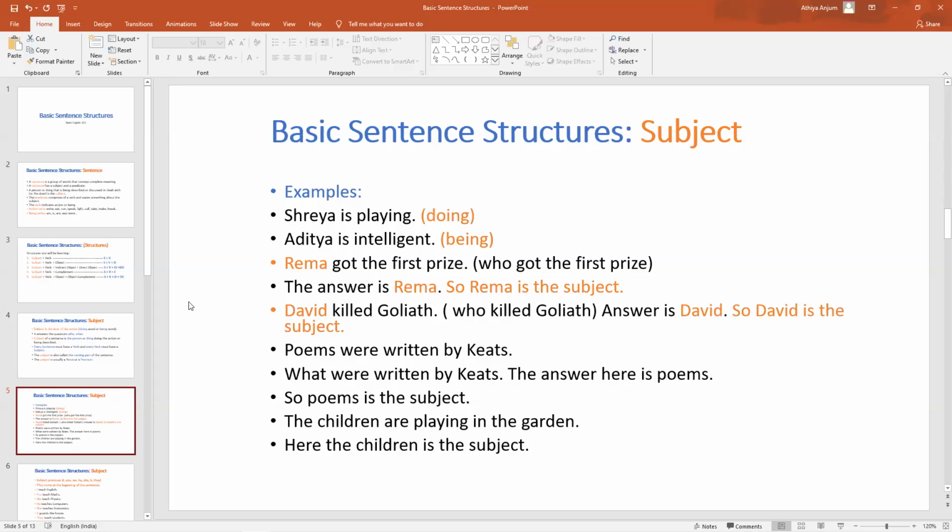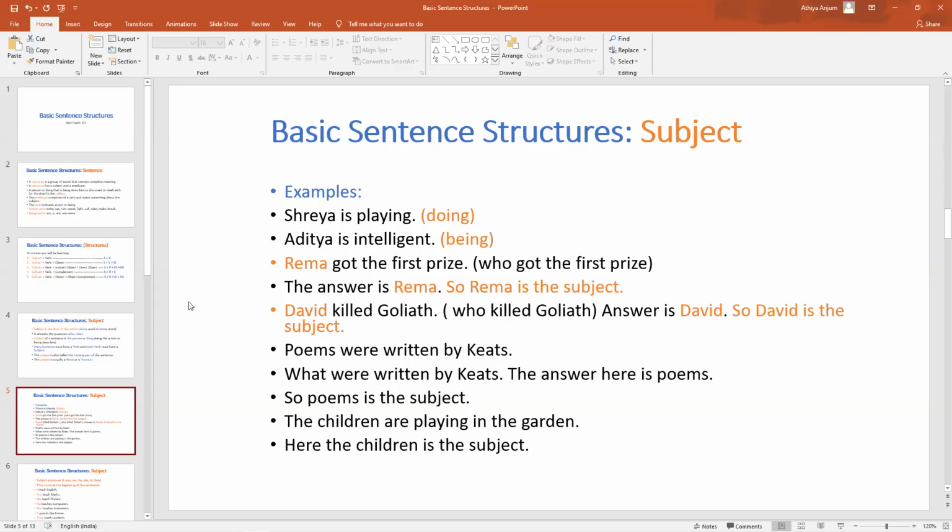The next one, poems were written by Keats. What were written by Keats? The answer here is poems. So, which is your subject? Poems is your subject, right? Is it clear? So again, things, right? So naming word or noun, that forms the subject.